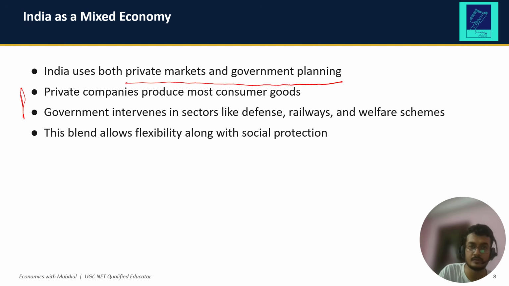So, today we have learned something that is very important. Every economy faces the same three central problems, but different economic systems answer them differently, and India solves them through a mixed economy where market and government both play important roles.